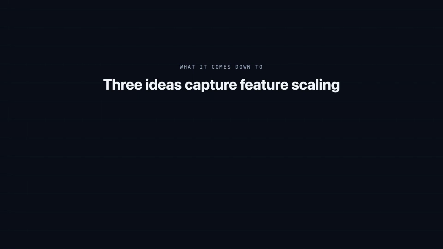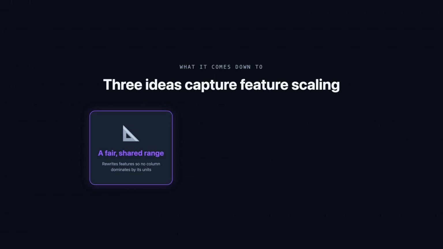Strip it down, and 3 ideas capture everything about feature scaling. The core purpose is fairness of range. Scaling rewrites every feature onto a comparable numeric scale so that no single column dominates a model just because its units happen to be large. It changes the numbers, never the underlying information they carry.